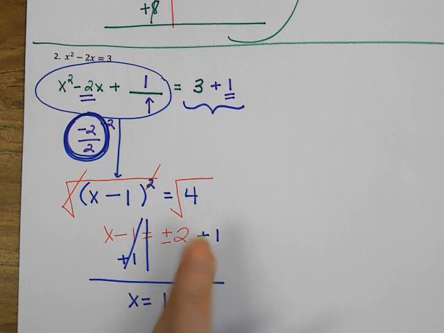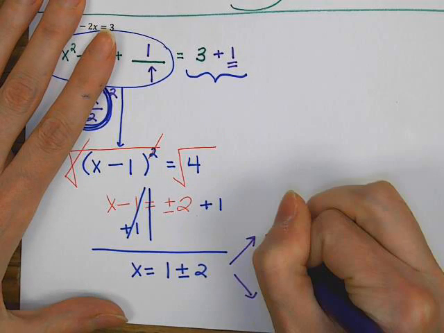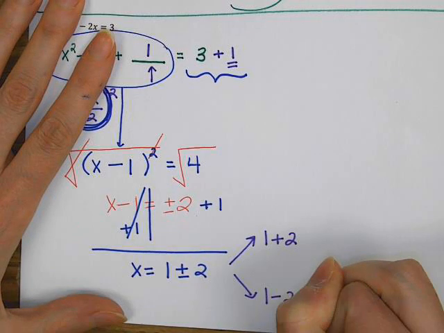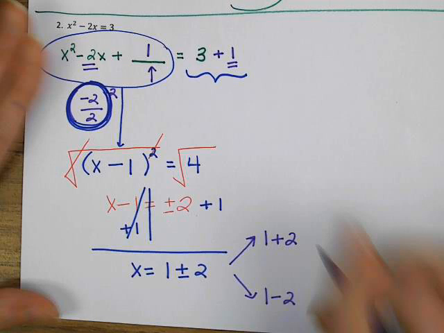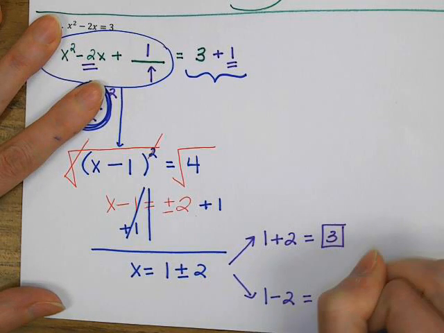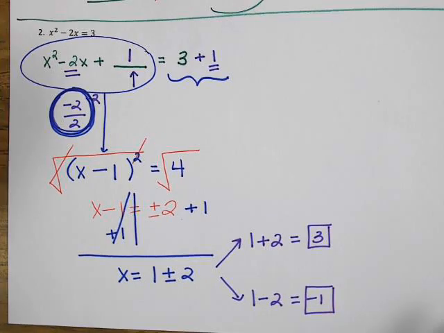I always like to rewrite it. All right, so we're almost done. Our 2 answers are, we have the 1 plus the 2 and we have the 1 minus the 2. 1 plus 2 is 3, and 1 minus 2 is negative 1. So those are your solutions. Again, this is called completing the square.